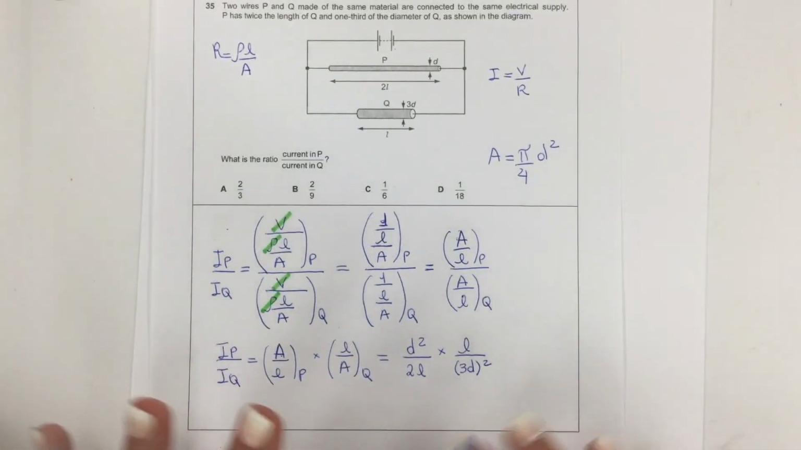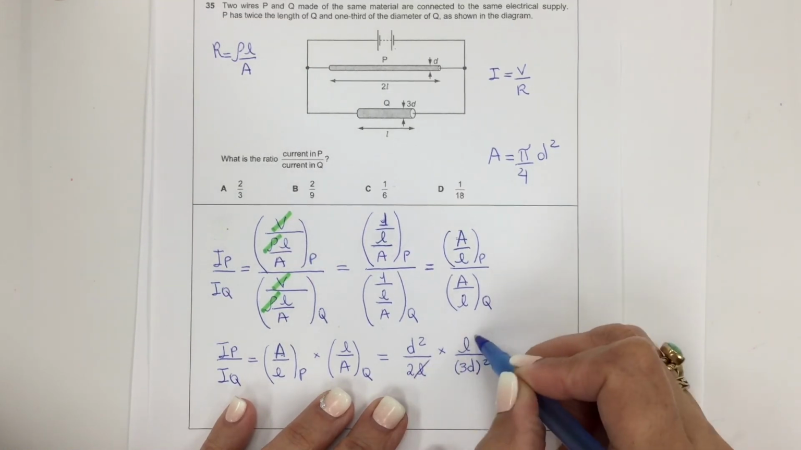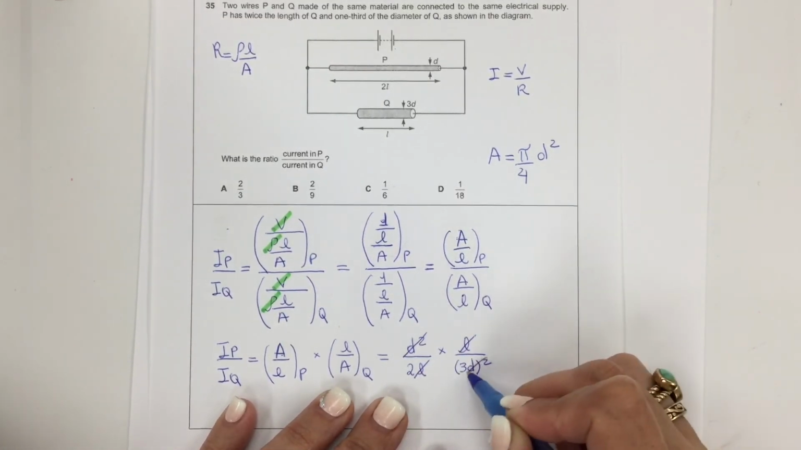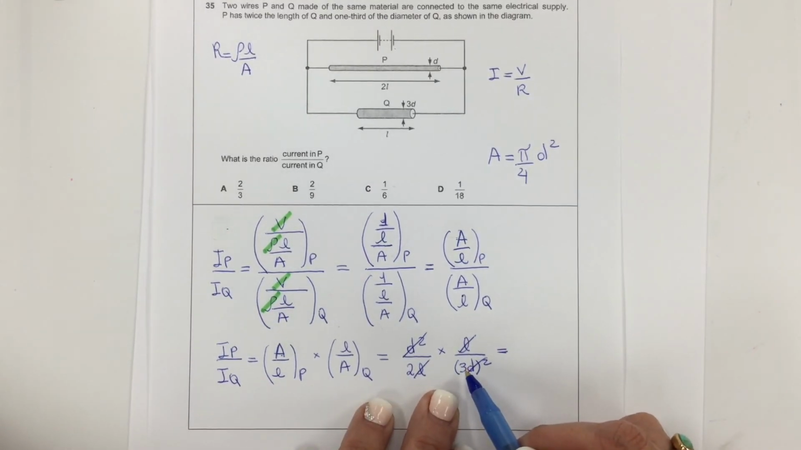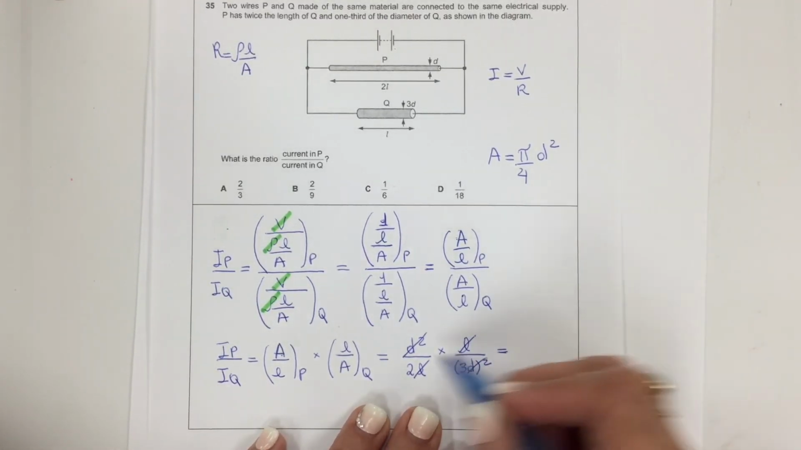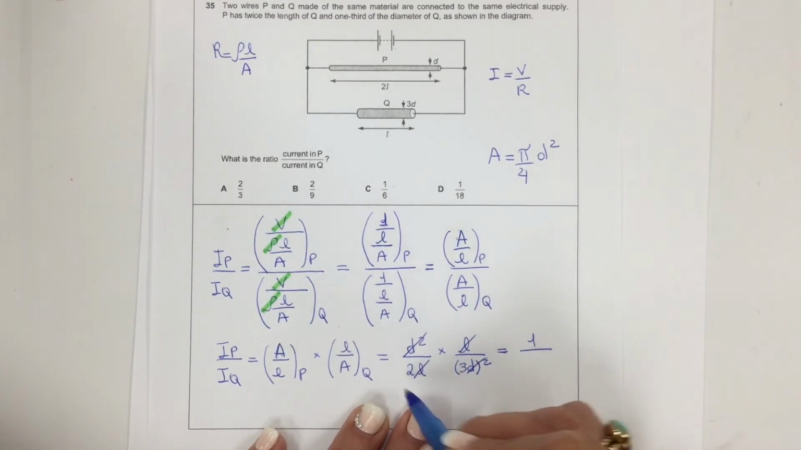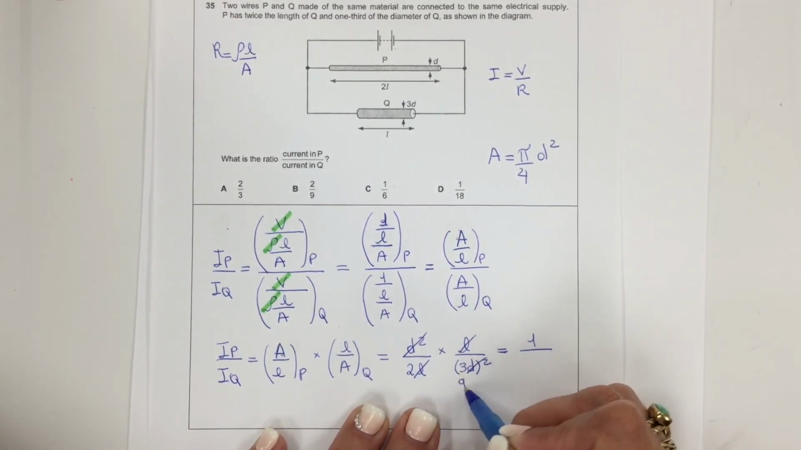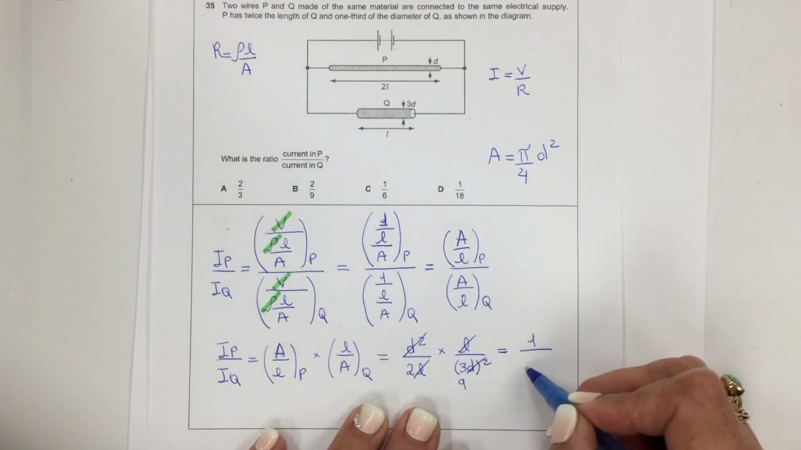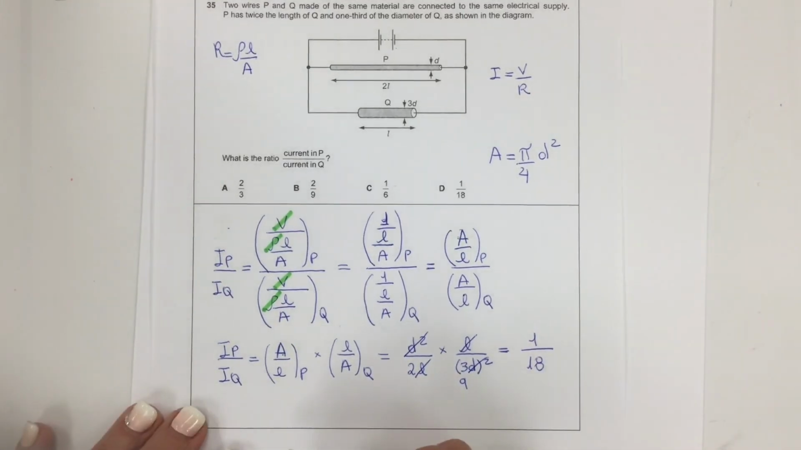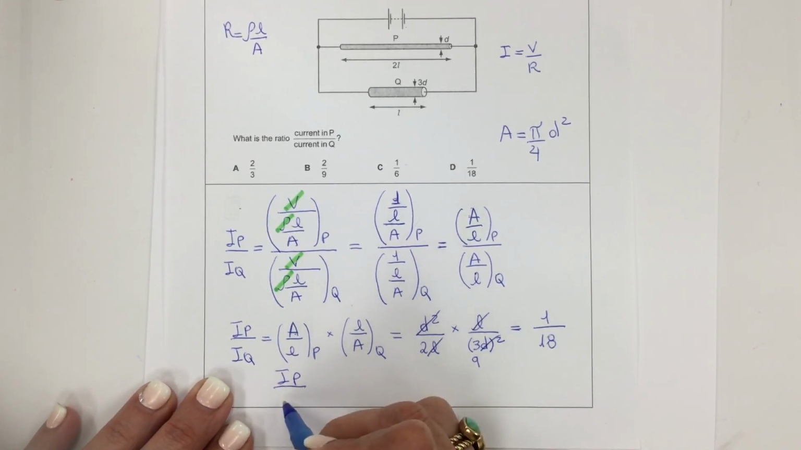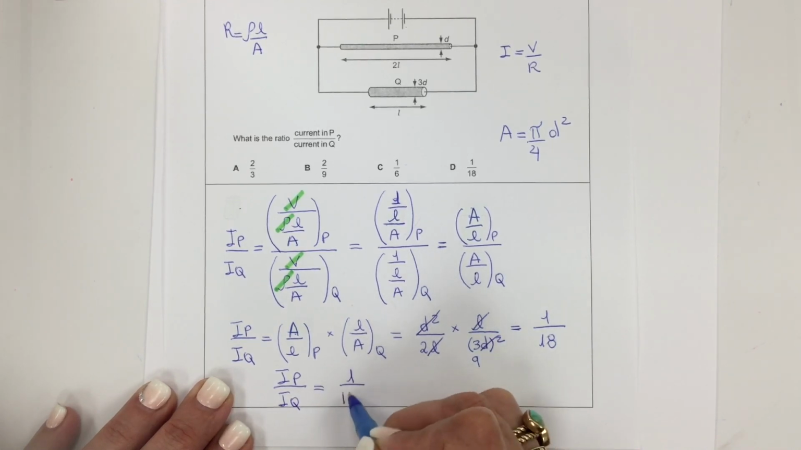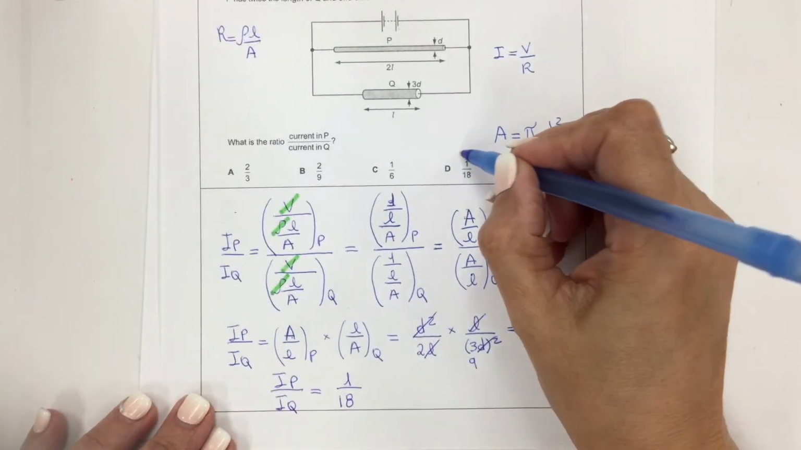Now I'm going to go ahead and cancel everything, L with L, D squared with D squared. Don't forget that I need to square the 3. So what is left is 1 over 2 times 9, actually, because 3 squared is 9. This is 18. So my I_P over I_Q, the ratio between the current P over current Q, is 1 over 18. And that will be option D.